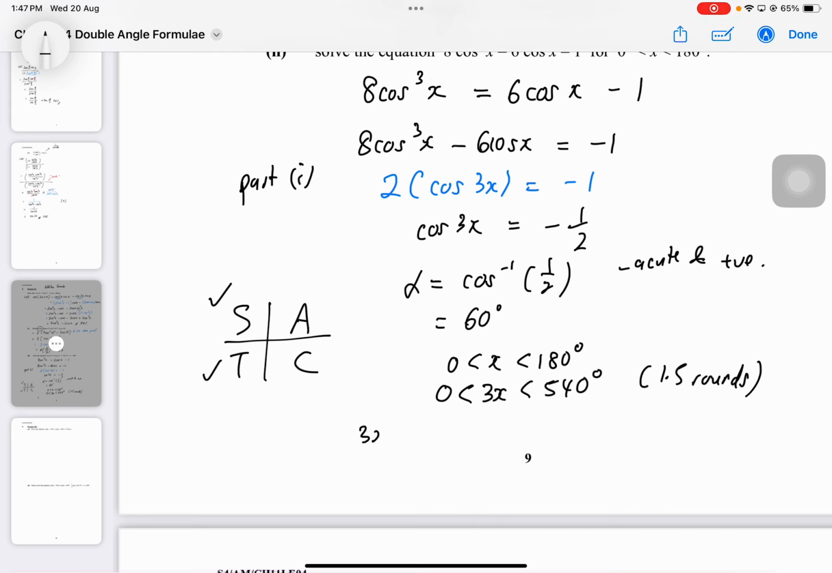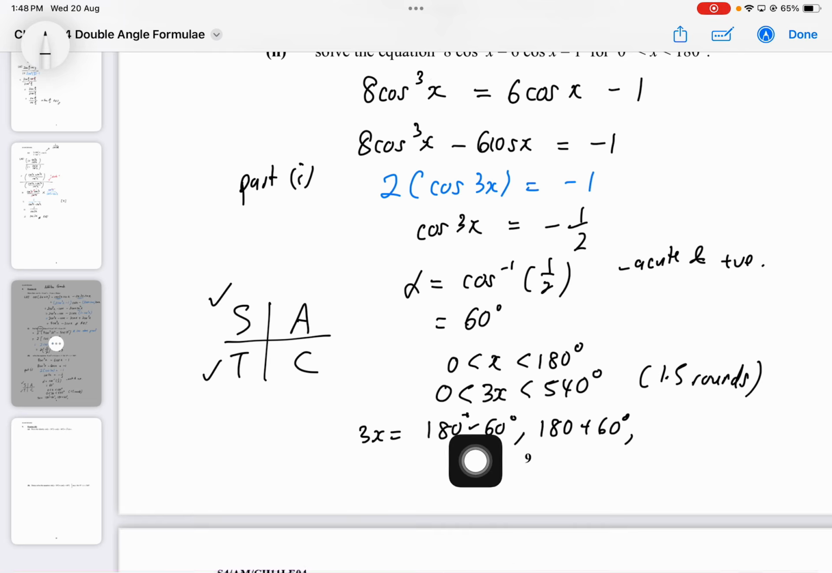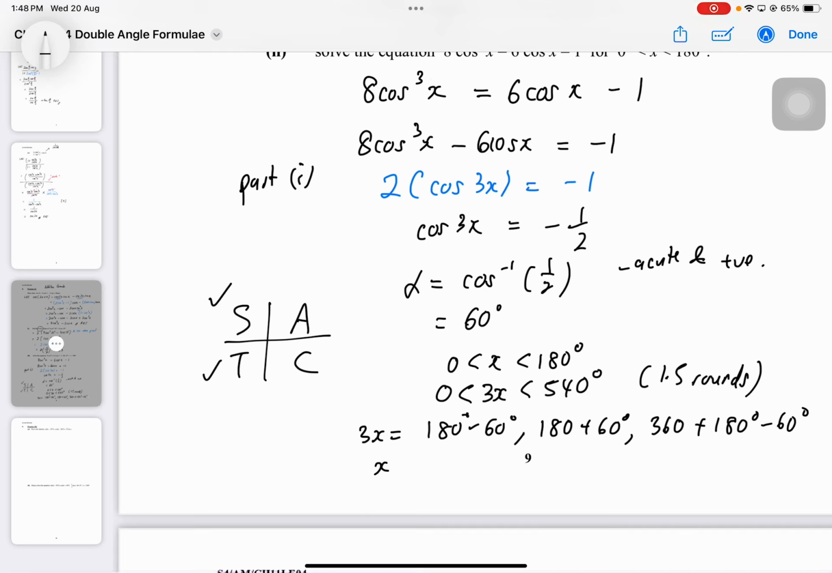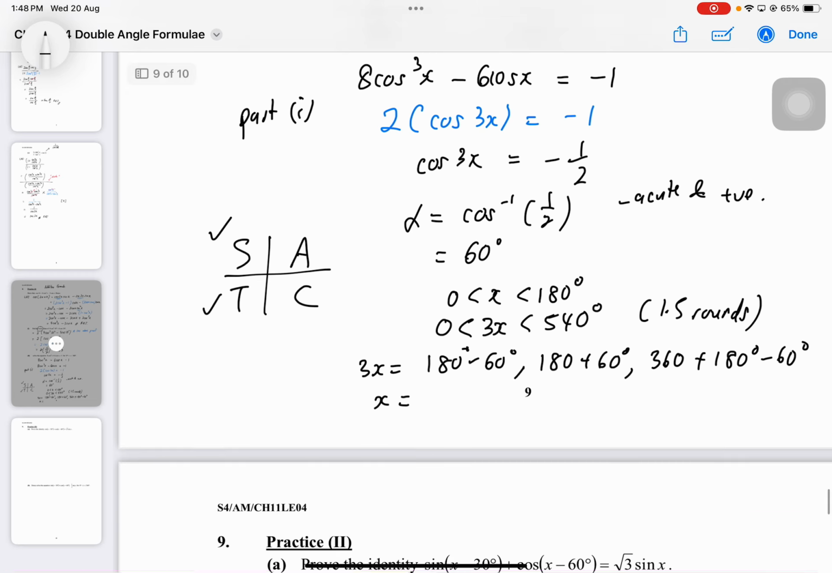Okay, so let's list it. 3x equals to 180 minus 60 degrees. Third quadrant, 180 plus 60. And I need to add 360 to the first quadrant because this one will exceed my range. So 360 plus this. Okay, and then every solution divide by 3. Okay, so work it out.